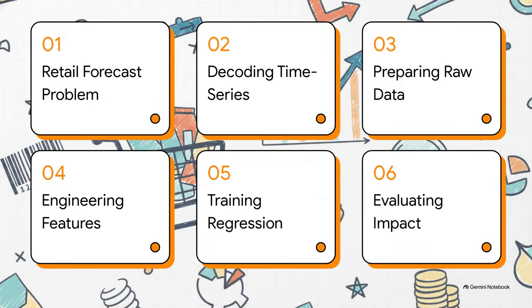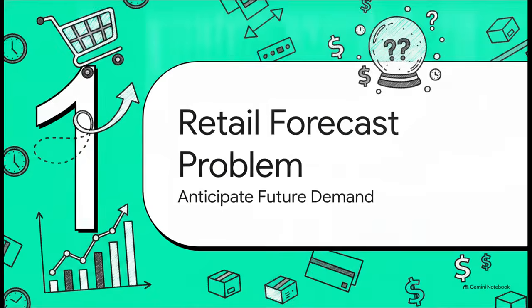Here is our roadmap for today. We'll be moving through 6 key steps. 1. The retail forecasting problem. 2. Decoding time series data. 3. Preparing the raw data. 4. Engineering predictive features. 5. Training the regression model. And 6. Evaluating business impact. Starting right off with Section 1, the retail forecasting problem, and anticipating future demand.